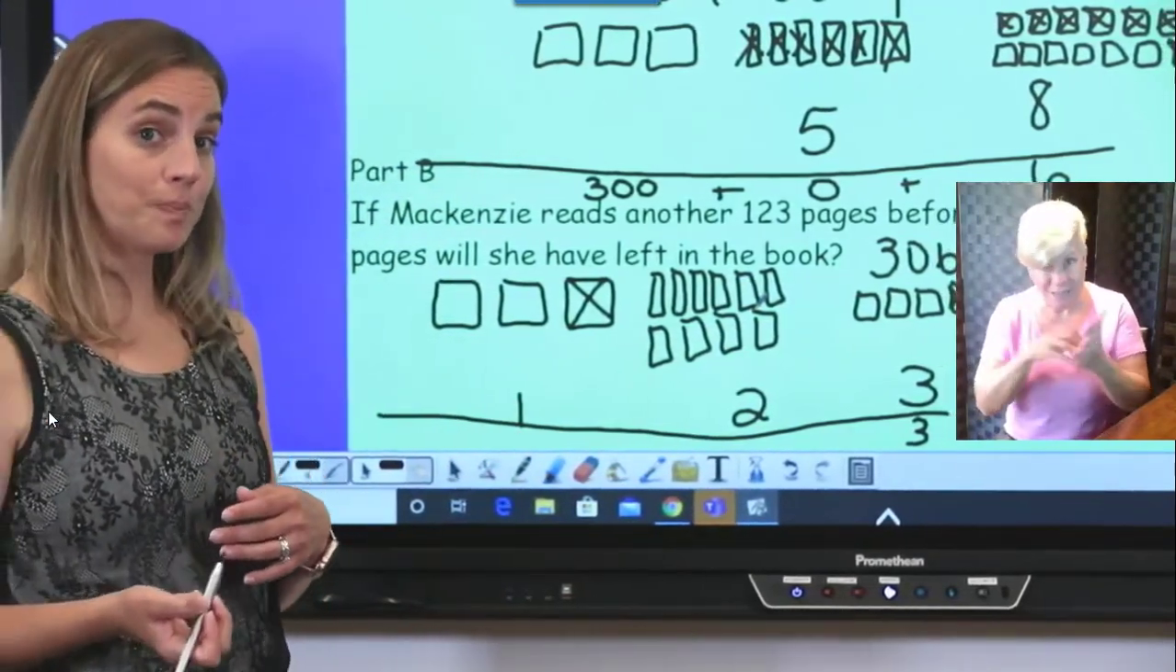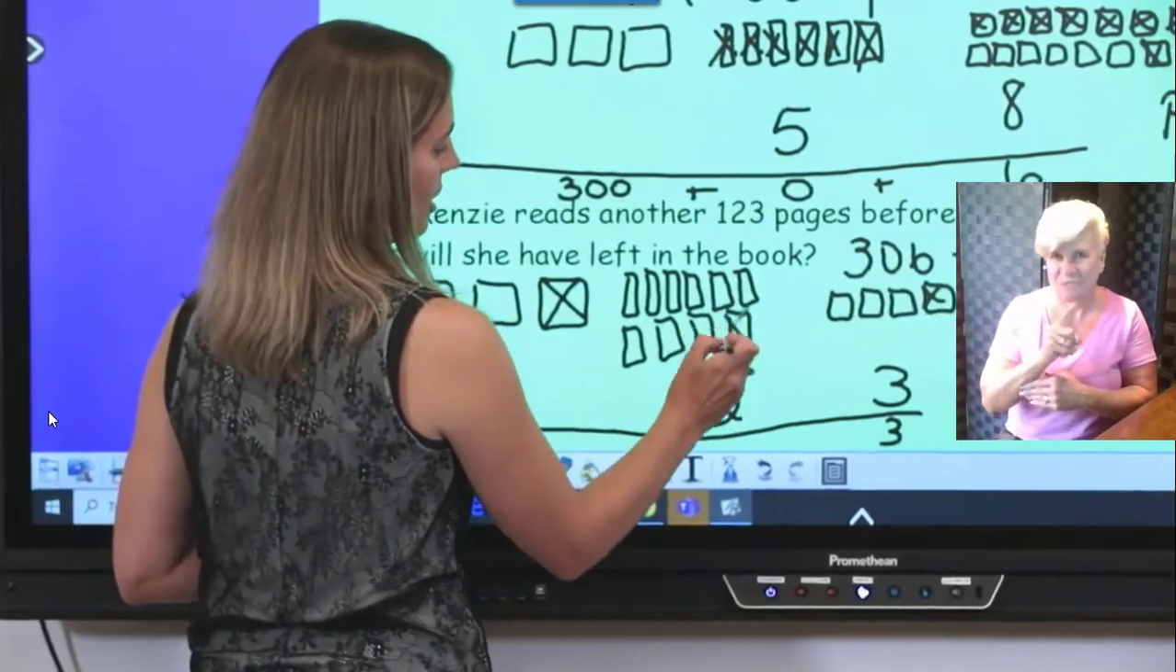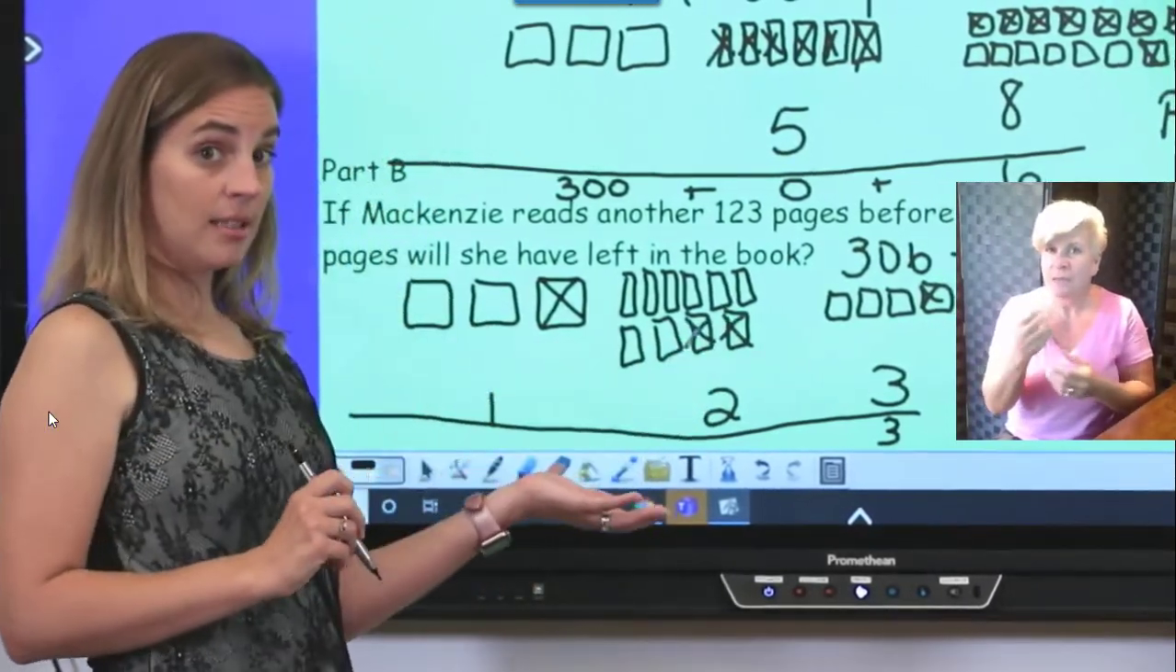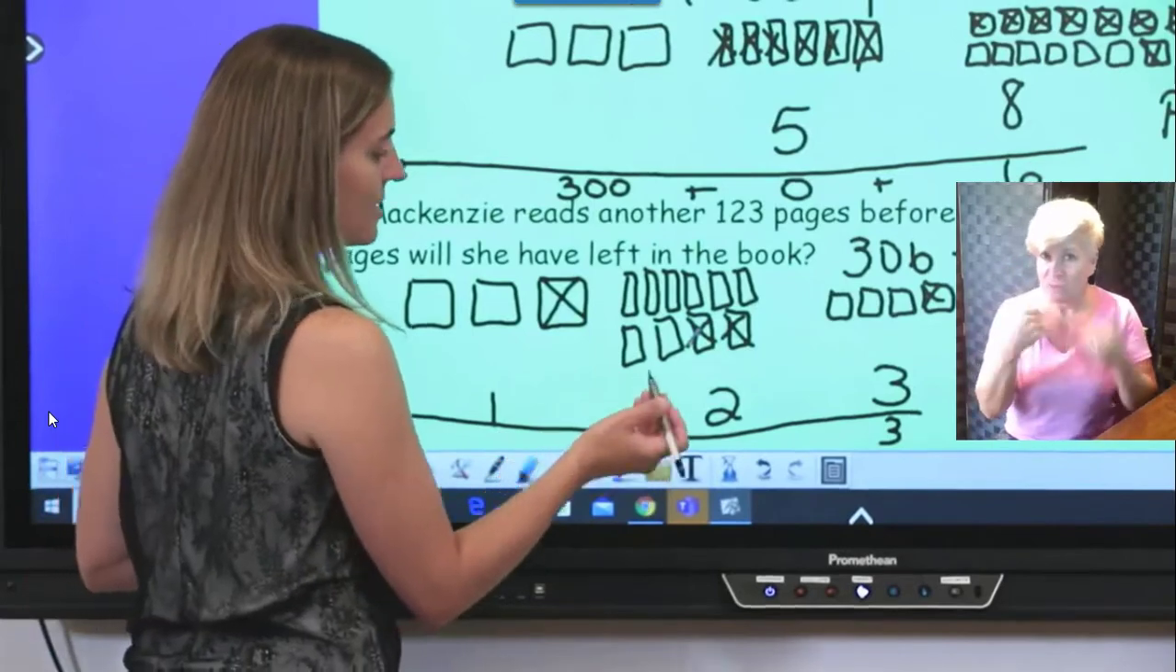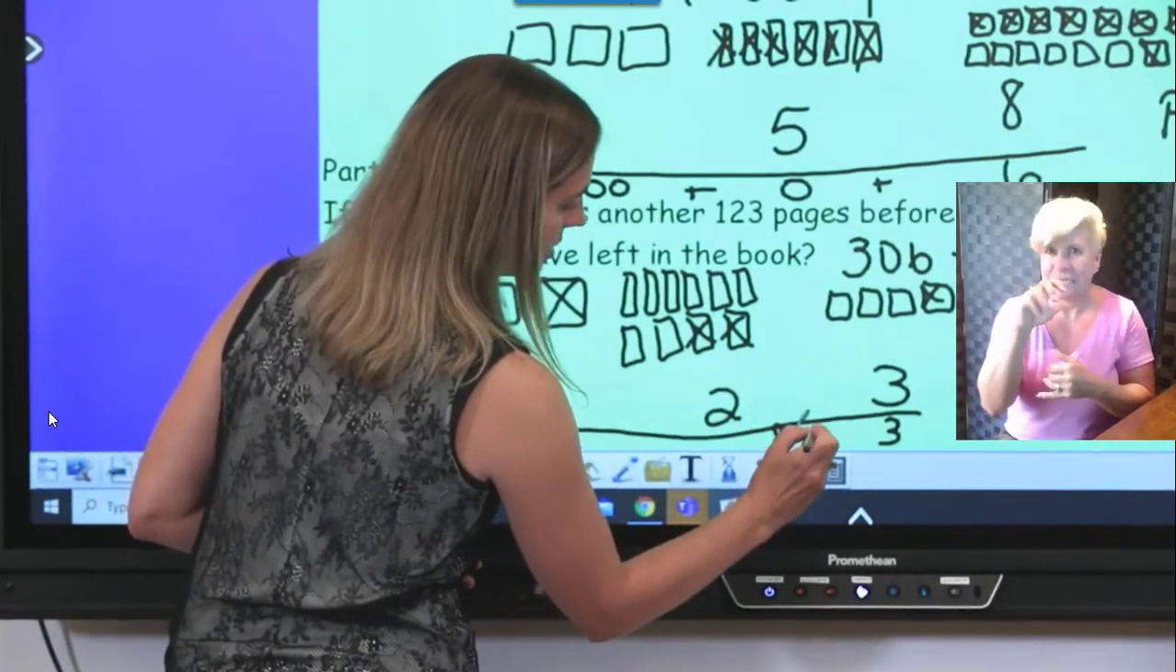Now can we take away 2? We sure can. So we're going to take away these 2. So I had 10 tens. I took away 2. Now I have 8 tens. So I know I've got 80.